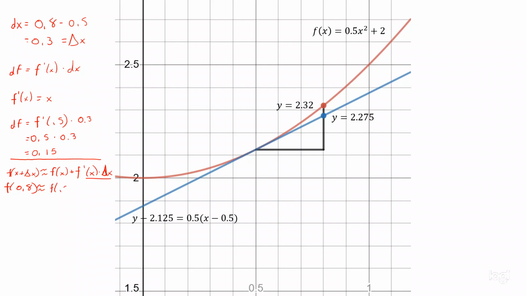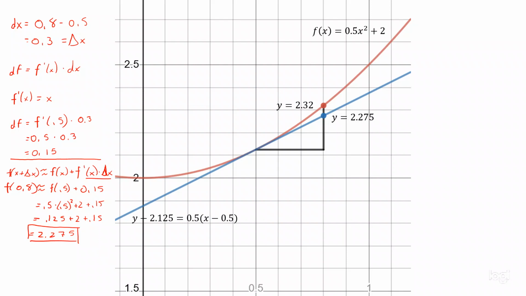at 1/2 plus 0.15. So this is equal to f at 1/2, which is 1/2 times 1/2 squared plus 2, plus 0.15. So 1/2 times 1/2 squared is 0.125. So 0.125 plus 2 plus 0.15 is equal to 2.275. So that's our approximation to the value of f at 0.8.